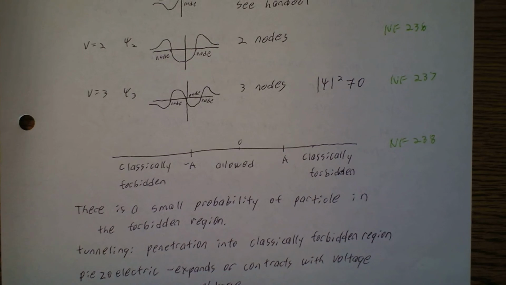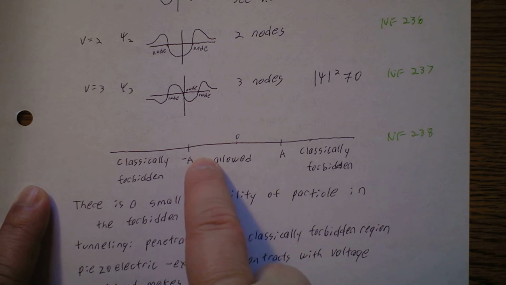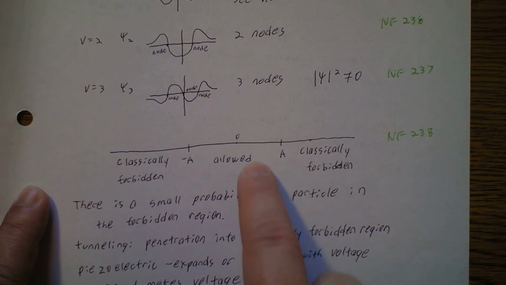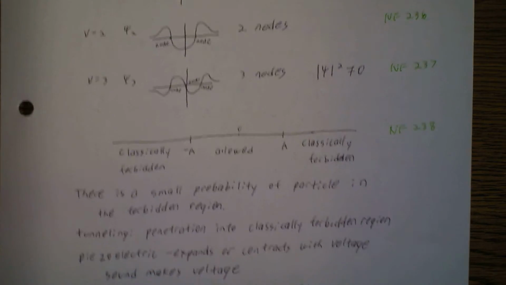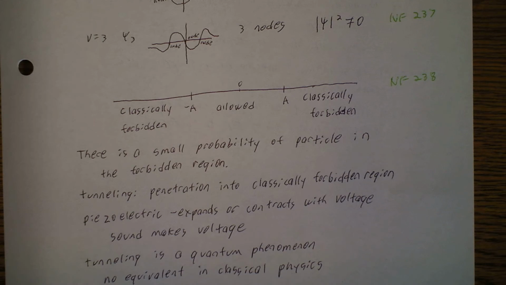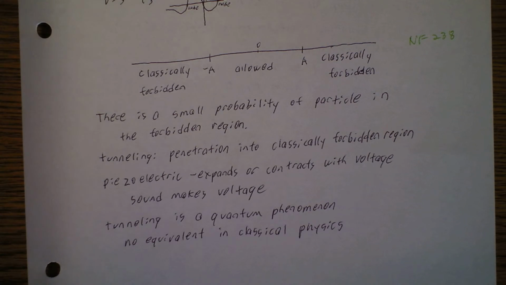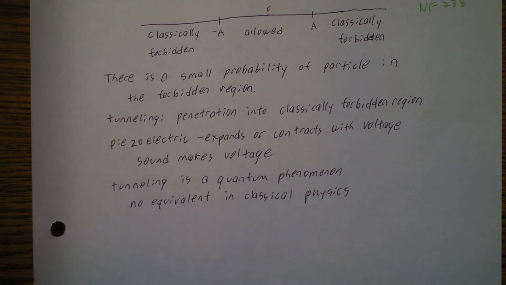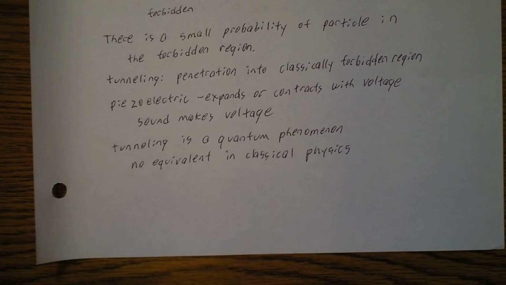So here's a graph showing the energy levels. It can go from plus or minus A, and it's allowed to be in here, and then beyond plus or minus A is classically forbidden. Now there is a small probability that the particle is in the forbidden region. So tunneling is what we call penetration into the classically forbidden region. Tunneling is a quantum phenomenon. There is no equivalent in classical physics.